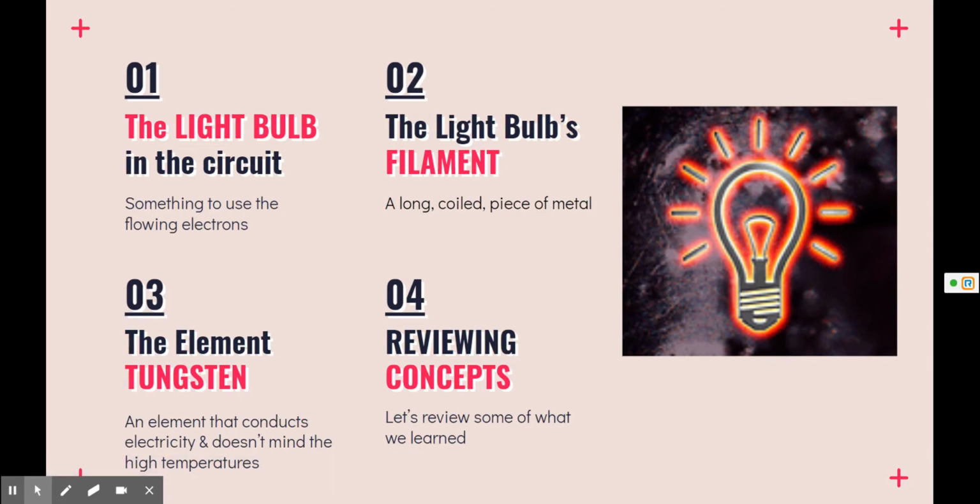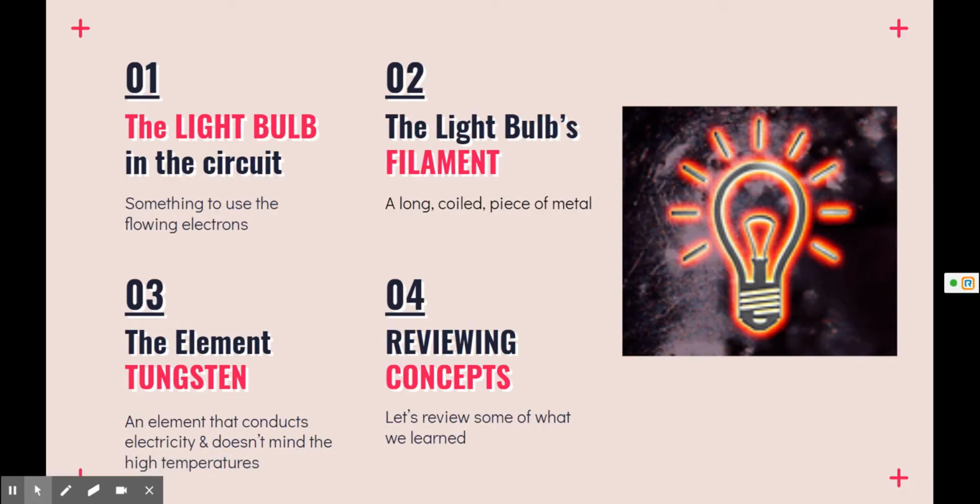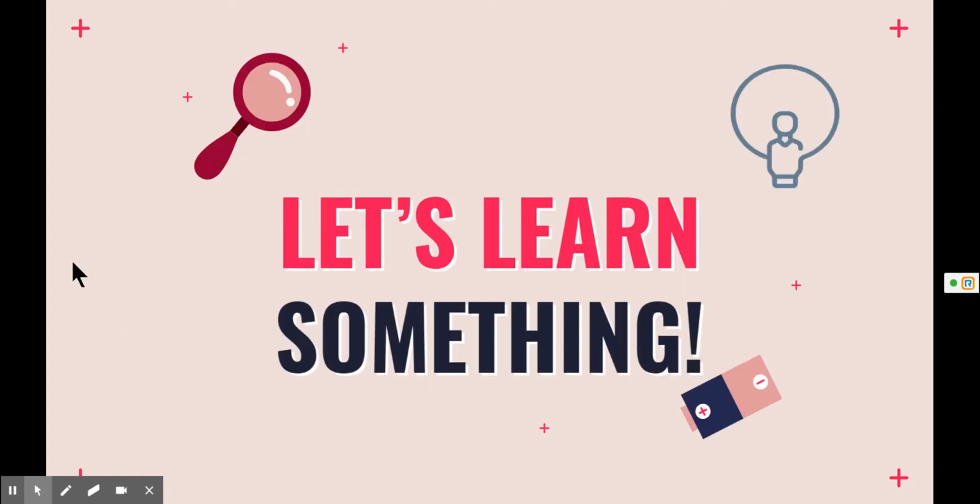1, the light bulb in the circuit. The light bulb is something to use the flowing electrons in the circuit. 2, the light bulb's filament, a long coiled piece of metal. 3, the element tungsten, an element that conducts electricity and doesn't mind high temperatures. 4, reviewing concepts. Let's learn something.